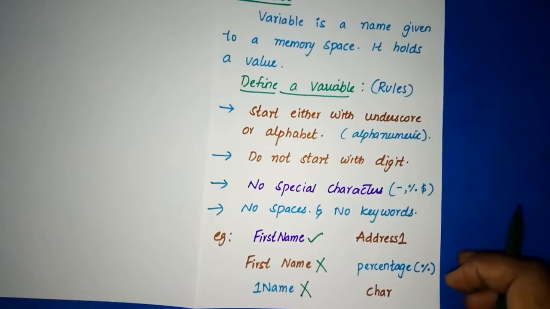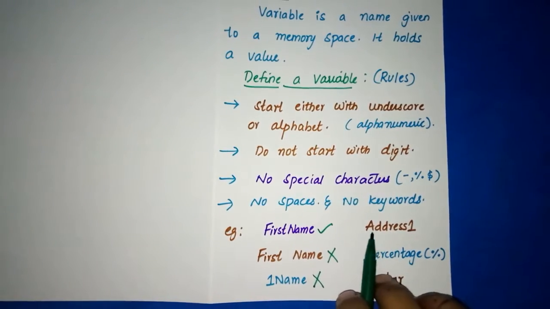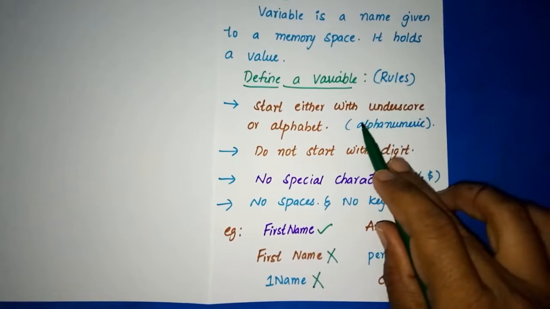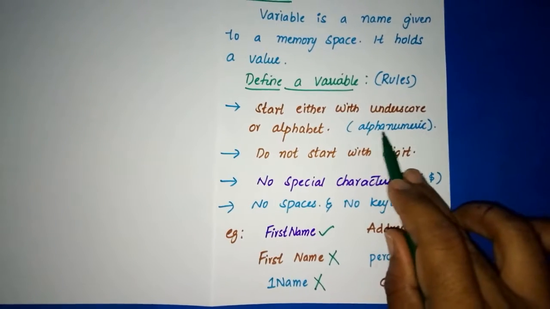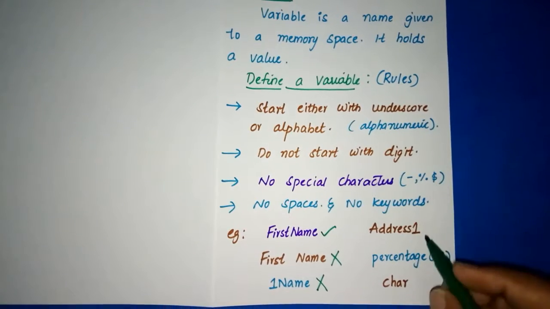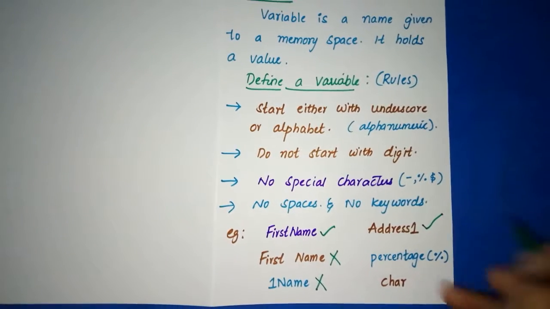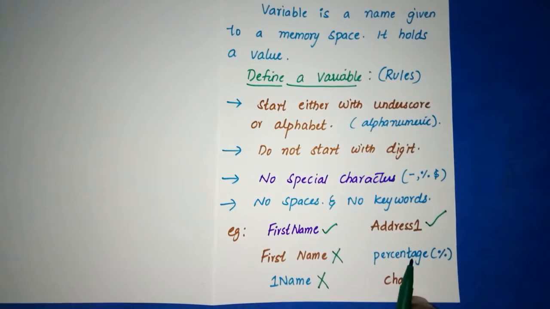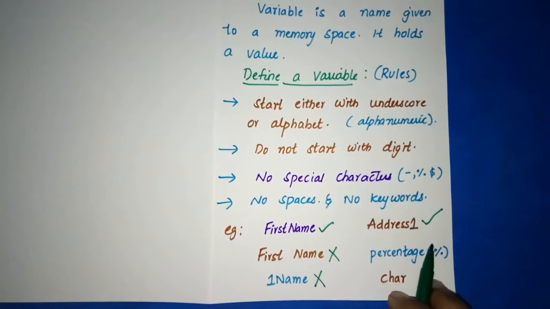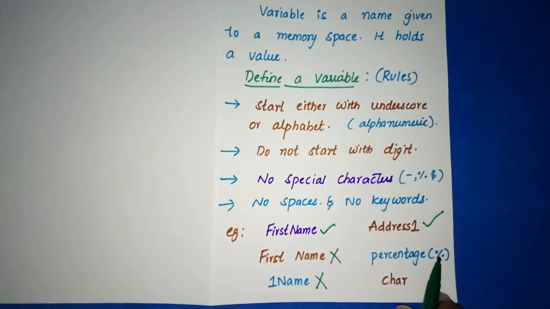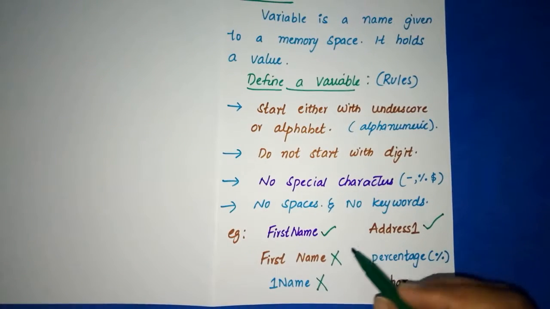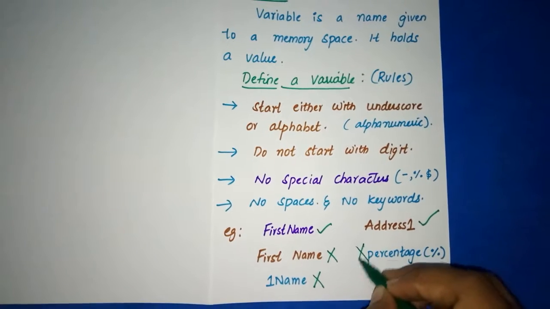Coming to this one, address1. Address1 starts with an alphabet, but it has a digit. We said it can be alphanumeric, a combination of alphabet as well as numeric. So this is a valid variable definition. Next I am defining percentage with some parenthesis and also a percentile symbol. We said no special characters, so this is also not a valid variable name.